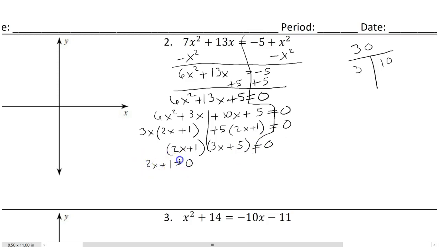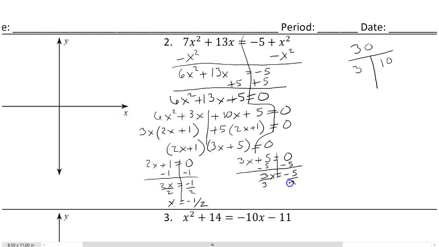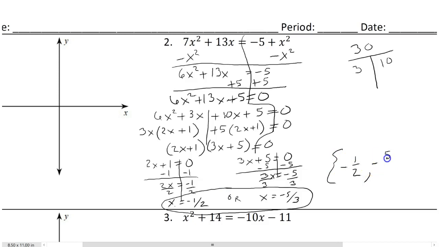2x plus 1 equals 0. Solve this equation. x equals negative 1/2. The second equation is 3x plus 5 equals 0. Solve this equation for x equals negative 5/3. The two solutions then are x equals negative 1/2 and x equals negative 5/3.